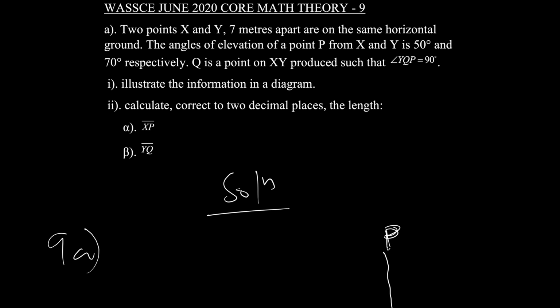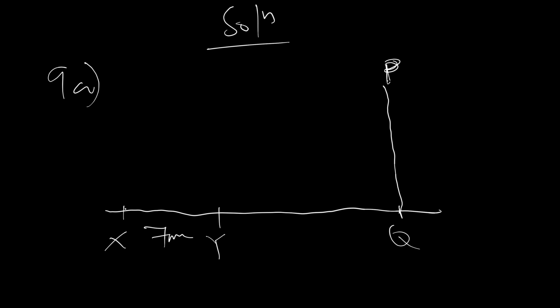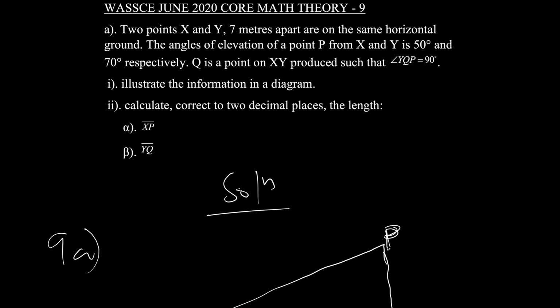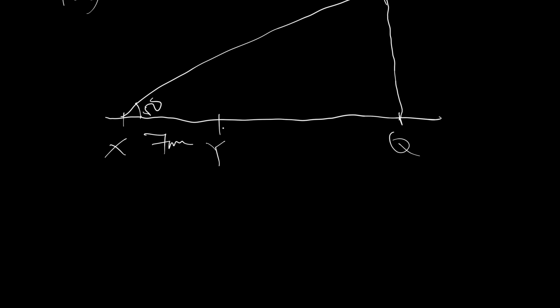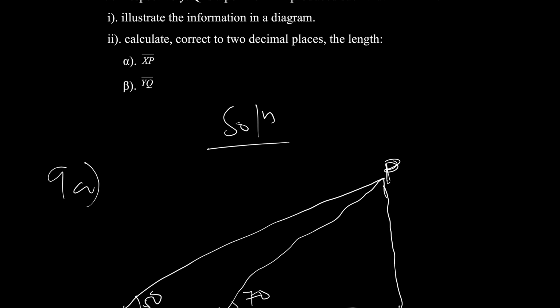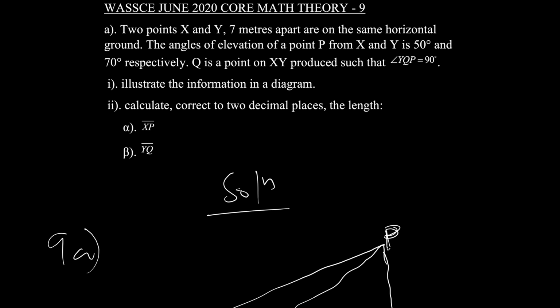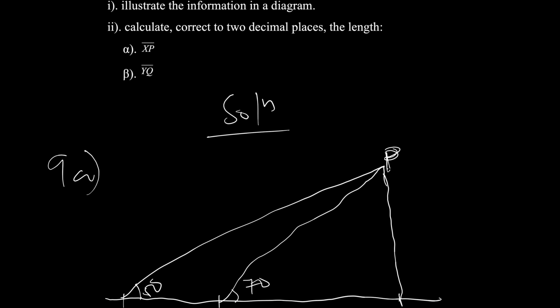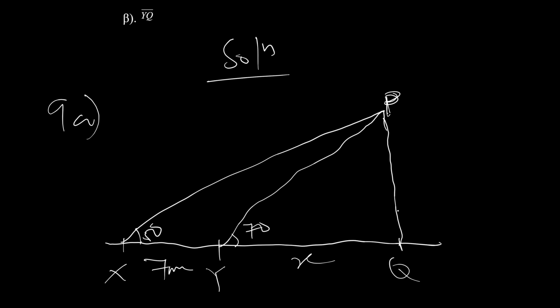The angle of elevation of a point P from X is 50, so the angle of elevation here will be 50. And then the angle of elevation of P from Y is 70, so here will also be 70. We don't know the length of YQ, so we'll let that be x. And then we are told that the angle YQP is 90, so YQP will be 90.